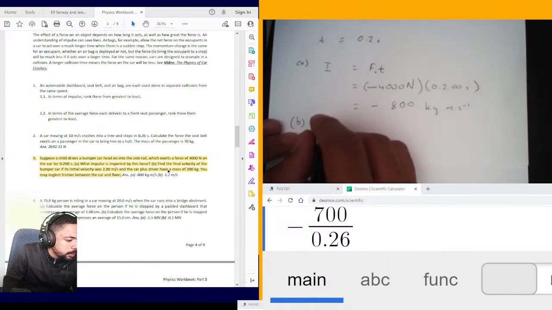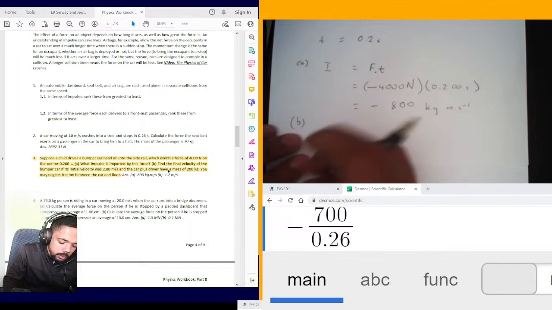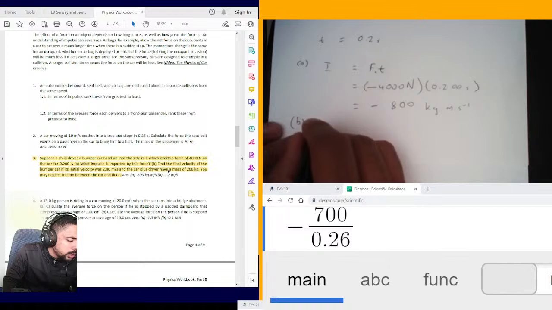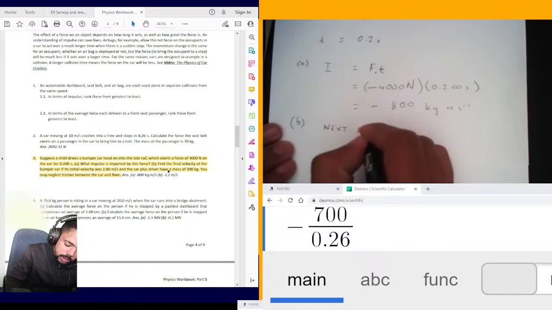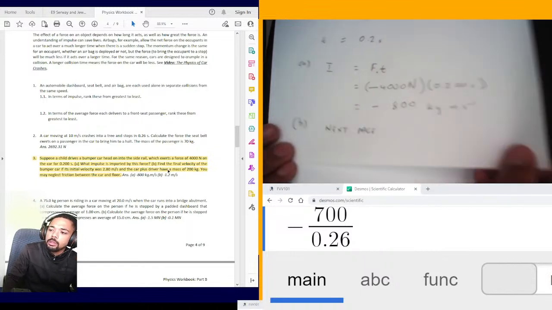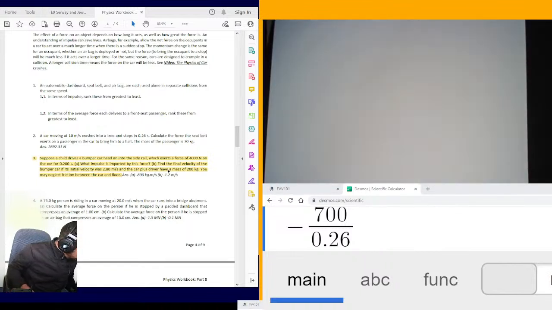Now question B is find the final velocity of the bumper car if its initial velocity was 2.8 meters per second. Okay, we'll do B on the next page. I'm not going to have space here, so we are going to do B on the next page.